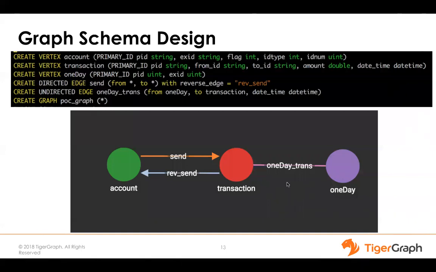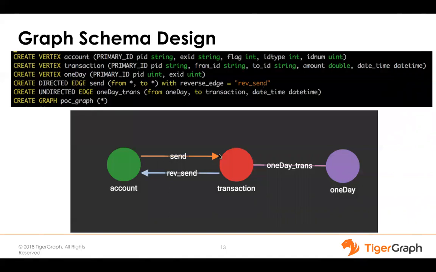Then we build a directed edge called the send edge. It follows the money flow. So an account starts a transaction, it has a send edge, and it goes to another account, which has another send edge. So it's a directed edge. And because in the following we are talking about how to implement our algorithm, we actually require a reverse edge. So that's why in our schema, the send edge has a reverse edge called the reverse send edge.